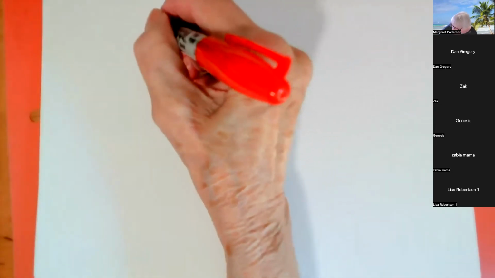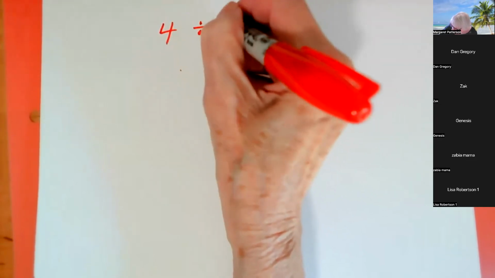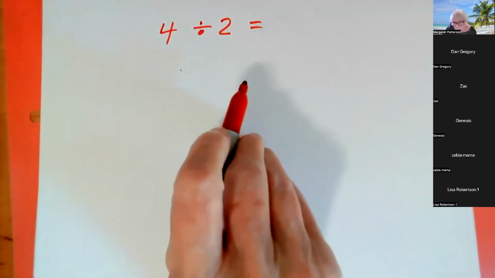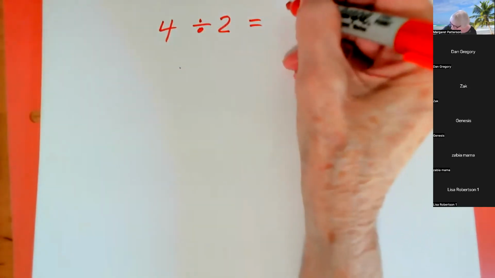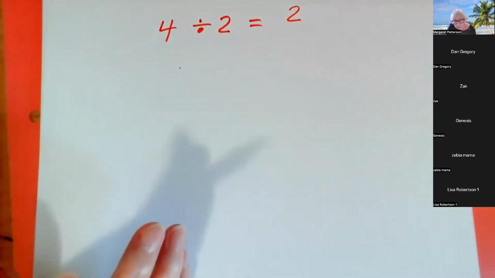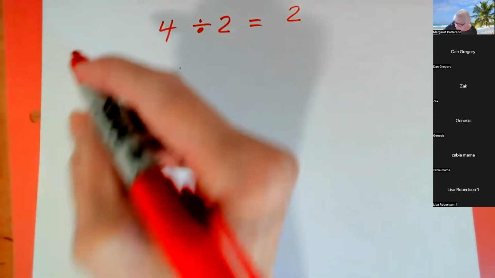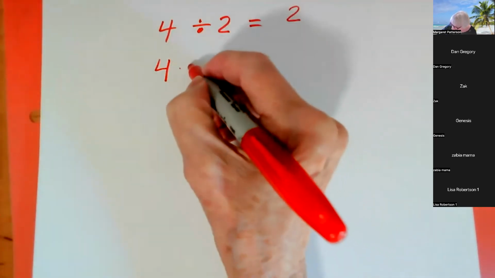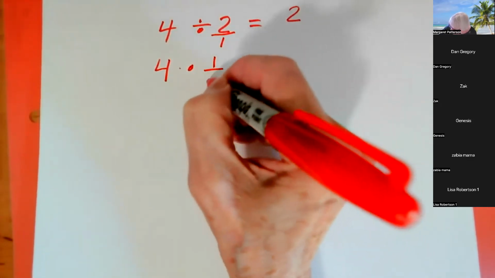And so if I had 4 divided by 2, I'm going with the simple version so that we can see it. 4 divided by 2 is 2. But there's an equivalent problem that will also get you the right answer. The 4 stays put, the division turns to multiplication, and 2 over 1 becomes 1 over 2.